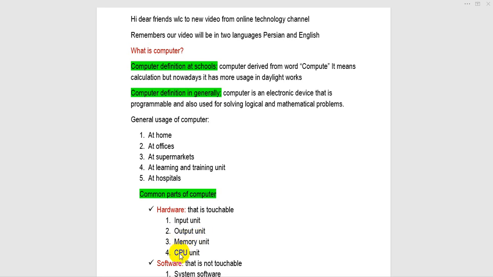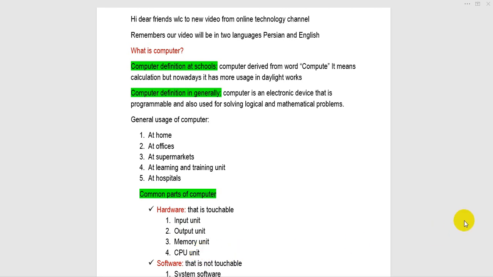And the last one is the CPU unit. So the data that we have entered by input units and saved on memory unit will be processed by CPU unit. And after processing, this data will be shown to the user by output units. So these four parts were the sub parts of the hardware.